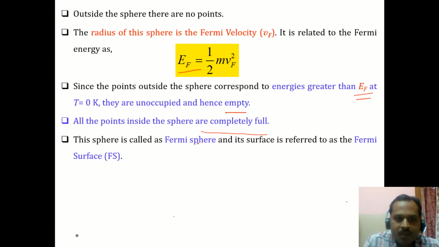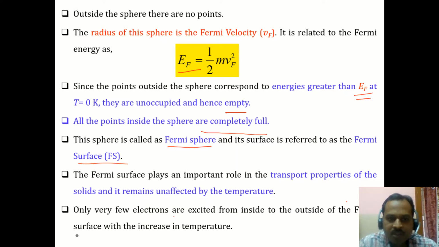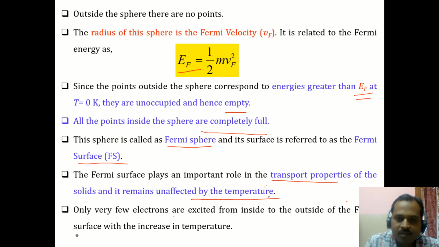This kind of sphere is called the Fermi sphere, and the surface of the sphere is called the Fermi surface. We will come to know in later modules that the Fermi surface plays a very significant role in deciding the transport properties of solids. Normally it remains unaffected by temperature, because only very few electrons are excited from inside the Fermi sphere to the outside with an increase in temperature. This we have already seen while discussing the Fermi function. So what is a Fermi sphere?